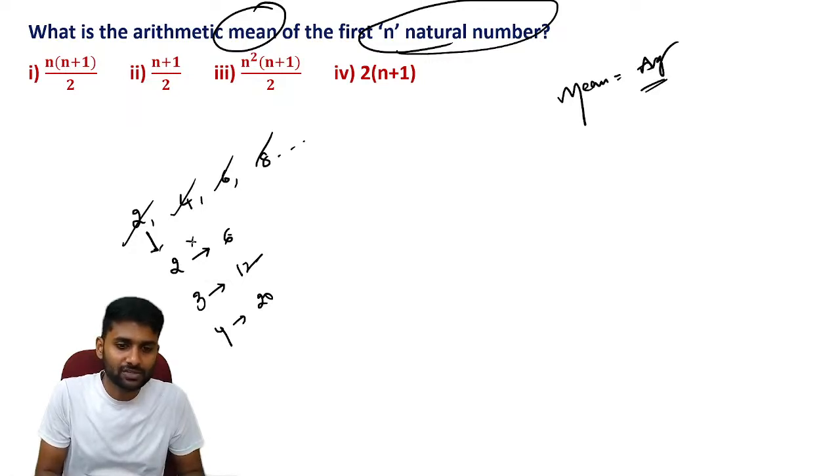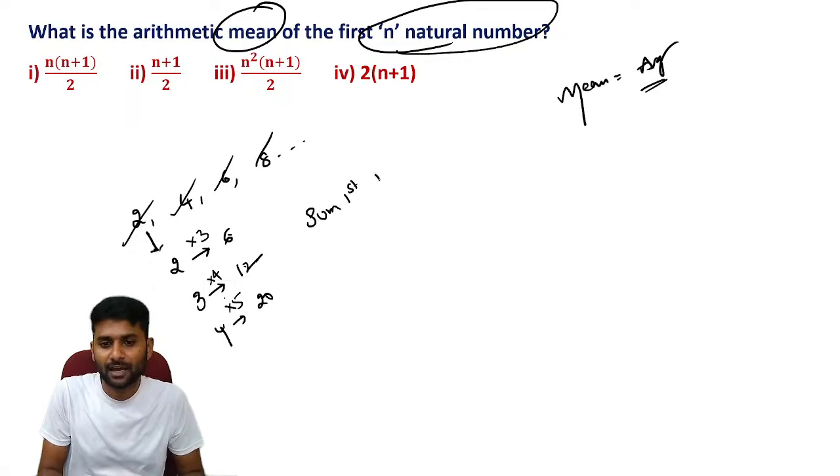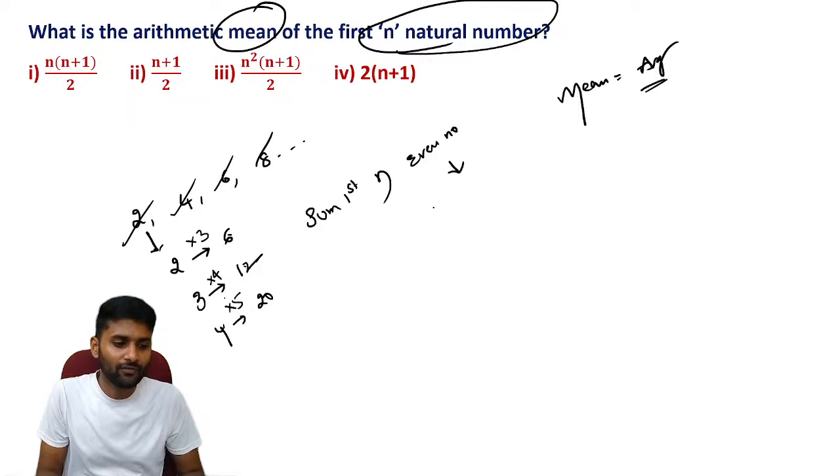If 2 becomes 6, you have to multiply with 3. 3 becomes 12, multiply with 4. 4 becomes 20, multiplied by 5. Now sum of first n even numbers, so what is the formula here? Sum of first n even numbers formula is n into n plus 1. 2 into 3, 3 into 4, 4 into 5, n into n plus 1. So this is all about sum.